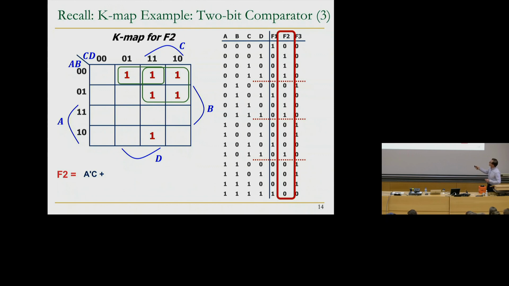The next circle is as big as this one, so it's 1, 1 over here. And what is that? It's A prime, B prime, D. And the last one is the trickiest one, which is a wraparound over here. You take the wraparound, because those are physically adjacent, and that gives you the correct thing, which was correct yesterday, which is B prime CD, essentially. That's it. So now we've minimized this function for this output, F2. Make sense? And then F3 is an exercise for you. It's not that hard, and you can do it.